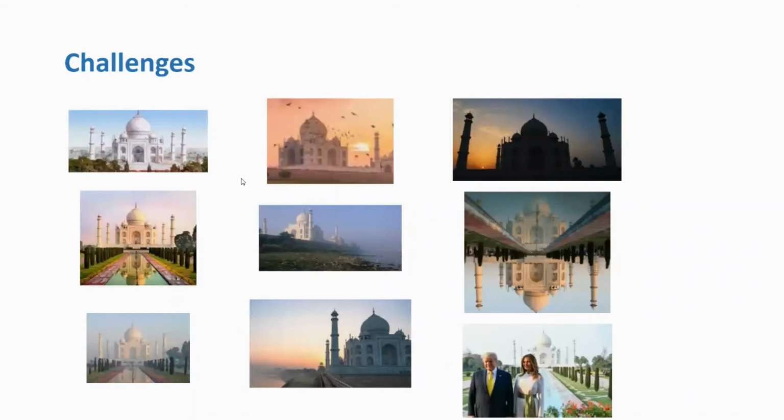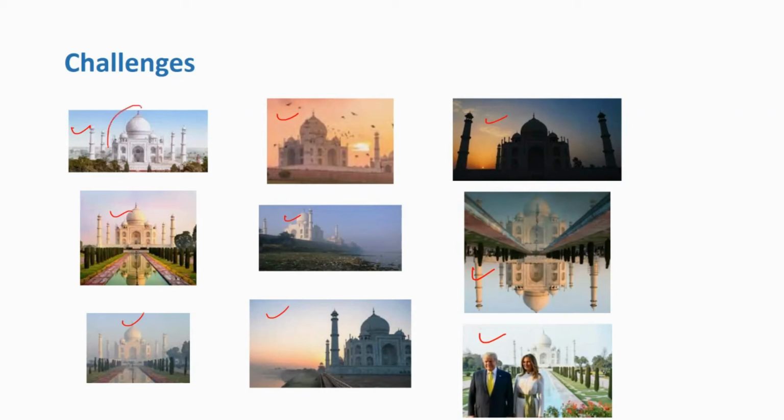There are a few challenges in deep learning. As you can see, here we have the Taj Mahal, in each of the pictures given here. Each and every picture is of the Taj Mahal only. Our naked eye will easily be able to recognize these pictures, but the problem is the computer. How will you teach the models? How will you teach the algorithms that these are pictures of the Taj Mahal, right?